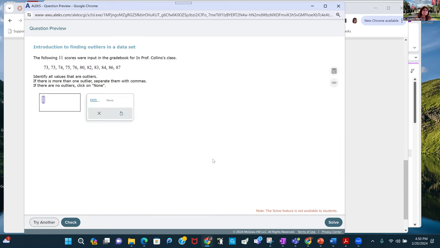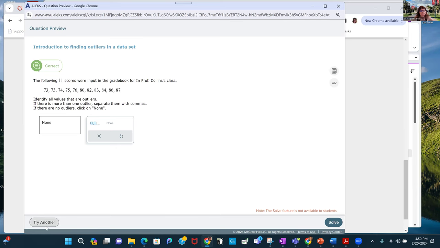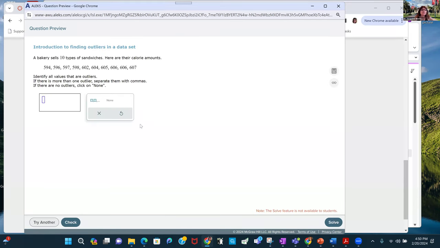Okay. Right here, I would say none. These are 11 scores. They're all in the 70s and 80s. So I would say there are no outliers here. Bakery sells 10 types of sandwiches. Here are the calories. Again, I would say there are no outliers, right? These are almost 600, and these are just a little over 600 calories. And that's a lot of calories for a sandwich. But there are no outliers.